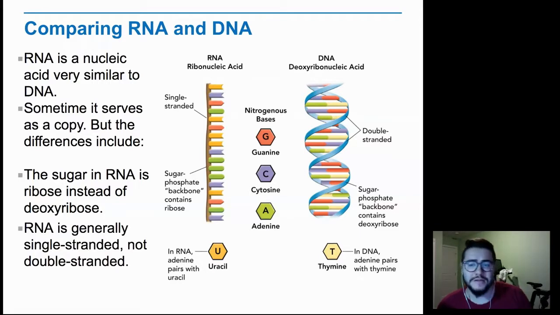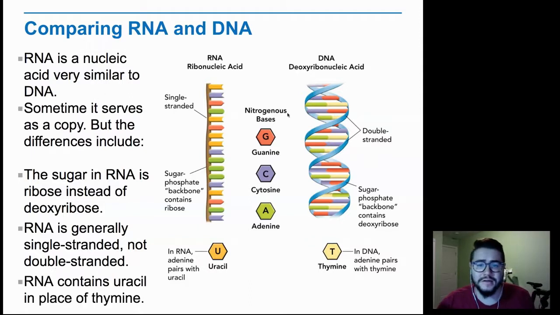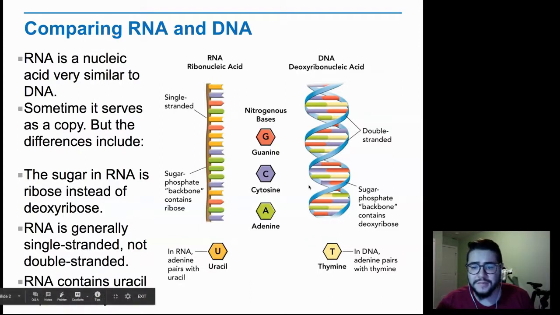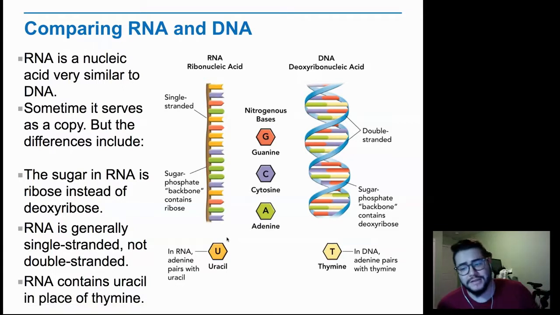RNA is also single-stranded instead of double-stranded like DNA. So we can see that here: RNA single-stranded, DNA double-stranded. And then RNA contains the base uracil instead of thymine. So A, or adenine, would bond with uracil instead of bonding with thymine.